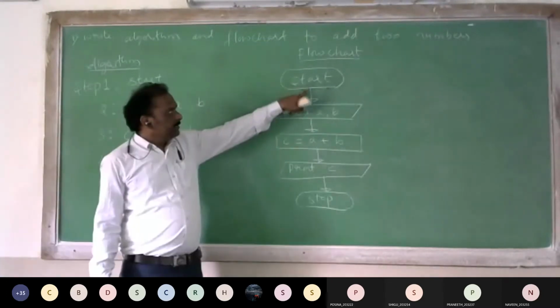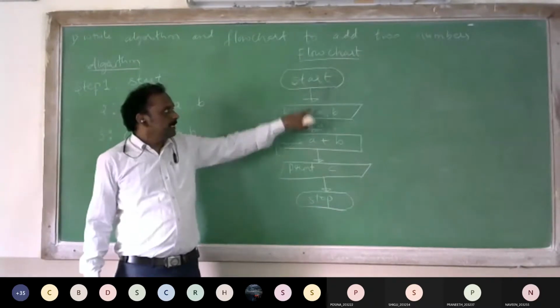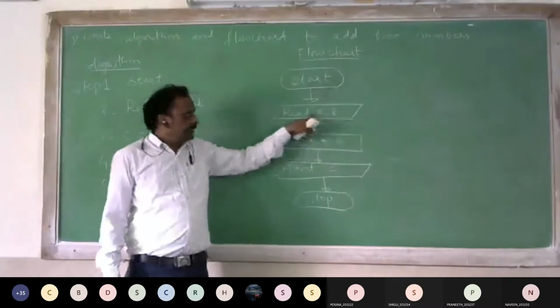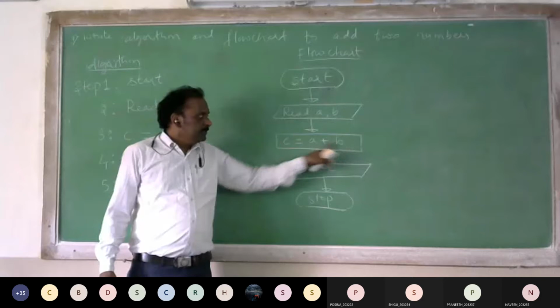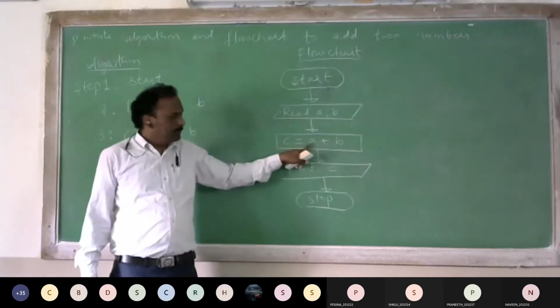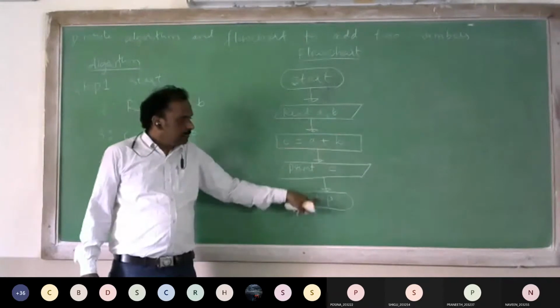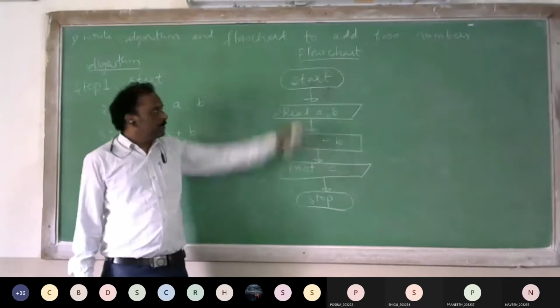So here you can see that the arrow indicates the flow of the process. From start, we come to the next step, input A, B. After getting the 2 values, we add the 2 numbers and store in C. After completing this calculation, we want to display it onto the output screen. See the arrow. This arrow indicates the flow of the problem.